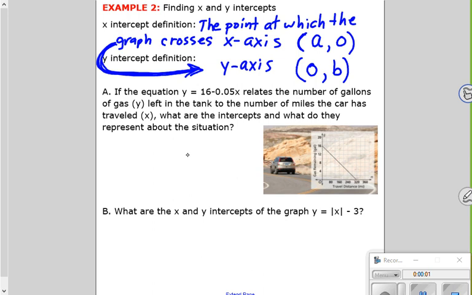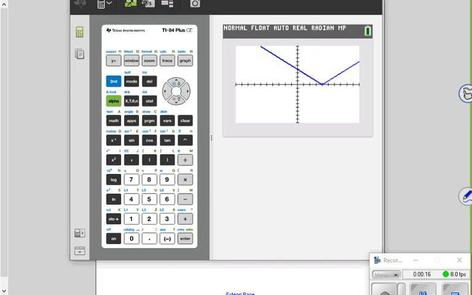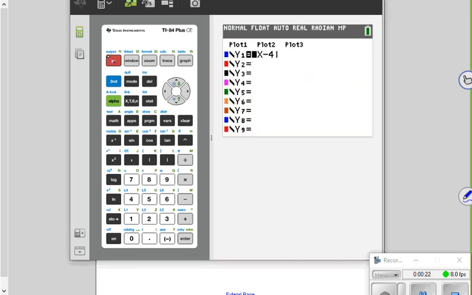Here we go. We're recording example 2 from lesson 1-1, and we're looking at part A here. Right now we're putting this equation into our calculator. We're going to go to the calculator and put in Y equals 16 minus 0.05x.